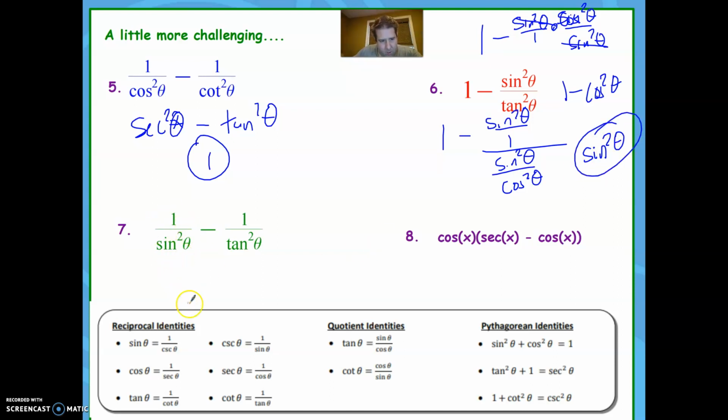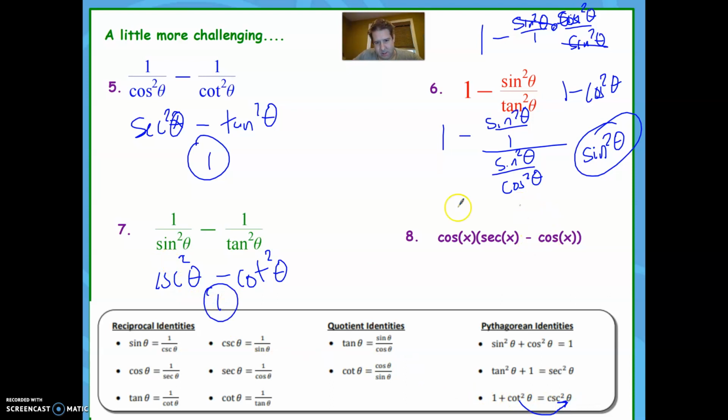All right, the next one, 1 over sine squared of theta. 1 over sine is cosecant. Minus 1 over tangent squared of theta. All right, I paused just to make sure I was going in the right direction, which I was. 1 over sine squared is, as I just said, cosecant squared of theta. And 1 over tangent would be cotangent, so minus cotangent squared of theta. And then if you look at the Pythagorean identities, if you move this to the other side, you've got 1 as your answer.